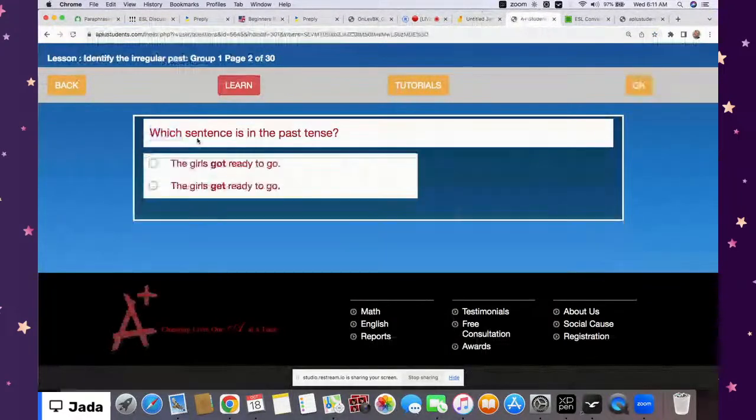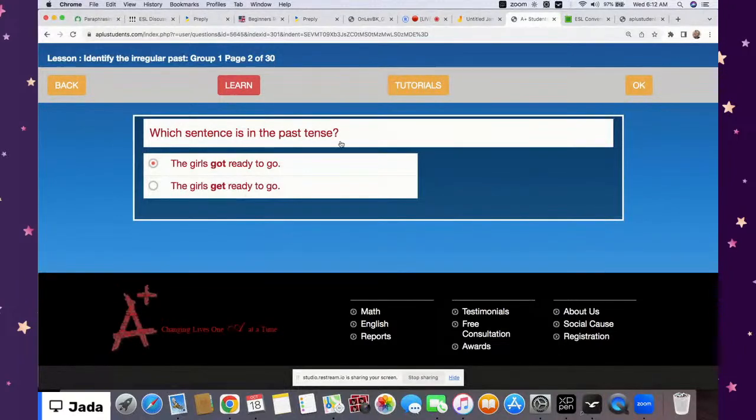Then we have, which sentence is in the past? The girls got ready to go. The girls get ready to go. So what can be the answer here now? What can be the answer here? Is it going to be got or gets for the past tense? Is it going to be the first or the second? Is it get or got for past tense?